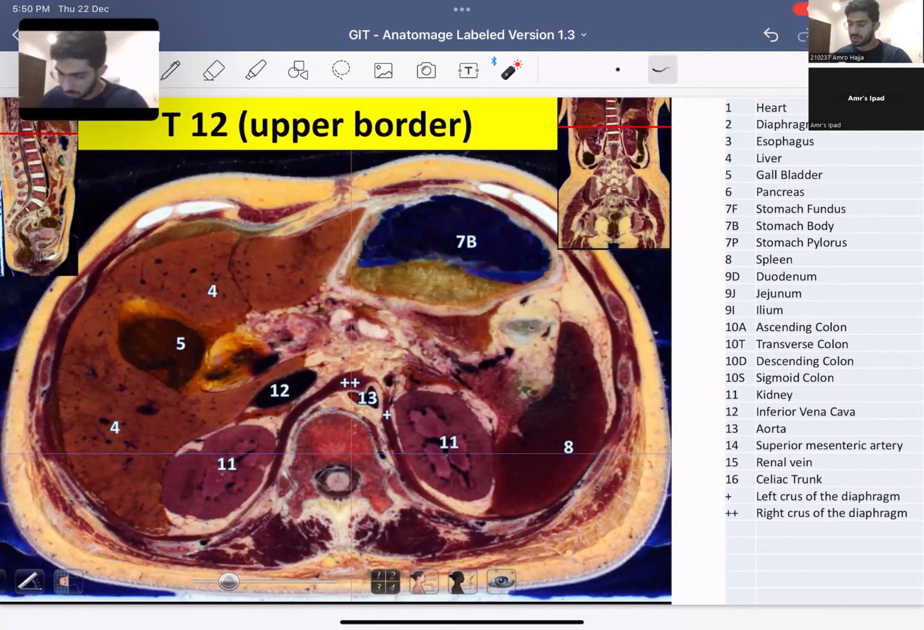Okay. Now, just one thing to note regarding the levels, guys. Just don't try to memorize them. Okay. So just try to understand. We're at the level of T12. What do we have at T12? Obviously, we're going to have, for example, the kidneys, the GI stuff, the liver, the stomach, the spleen, for example. Okay, so this is basically how to approach the level thing. Tamam.